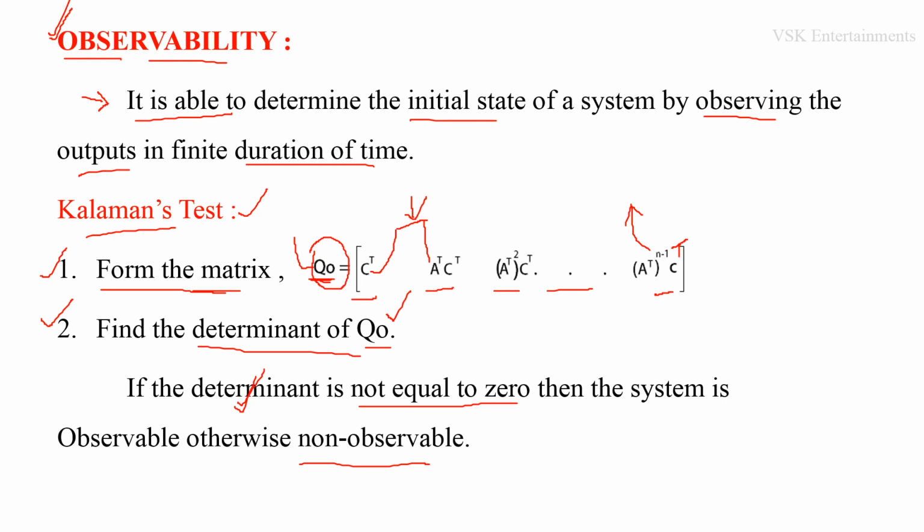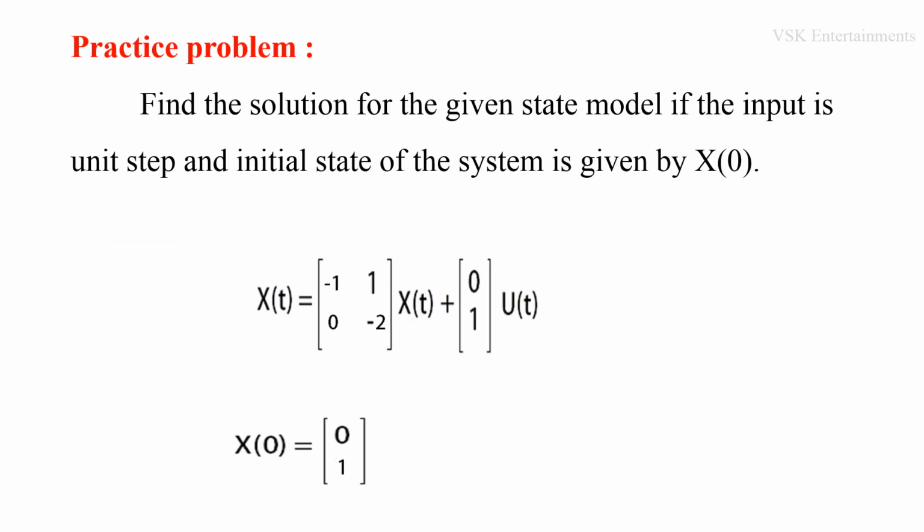In the next video, we are going to discuss some problems depending upon the controllability as well as observability concepts by using Kalman's test. Here I am giving a small problem for your practice, on finding the solution of a system whose input is a unit step and whose initial state is given by x of 0. Here x of 0 is not a null matrix, it is the matrix 0 1, and we have the state equation x dot of t equal to this one. Using this state equation and the given data, try to find the solution of the state model.